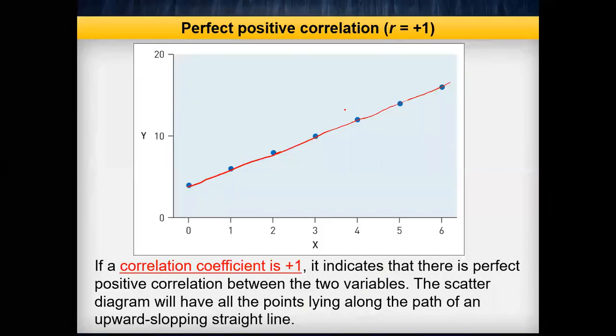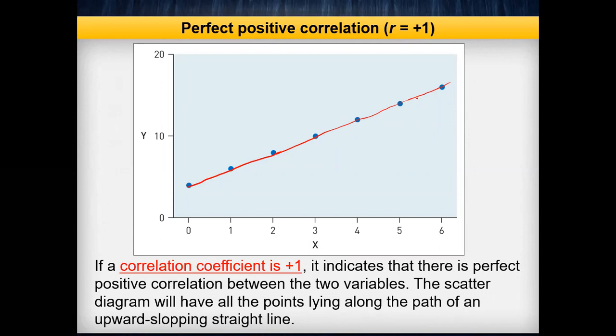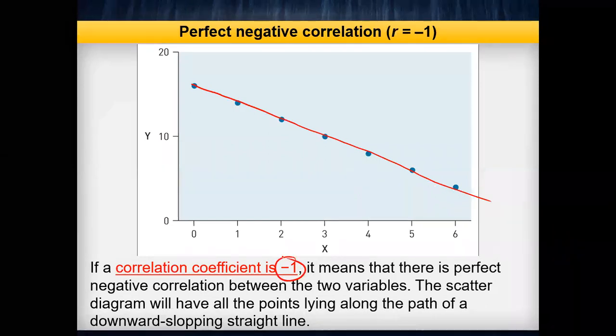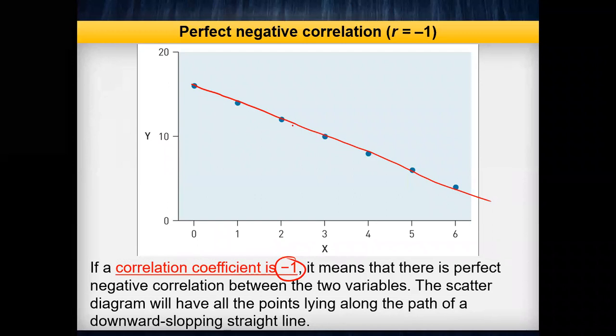If you have perfect linear association, the Pearson correlation coefficient must be equal to 1. Similarly, this is perfect linear association between x and y variables. In this case, because the line is going down, the slope is negative, so your Pearson correlation coefficient will be -1.